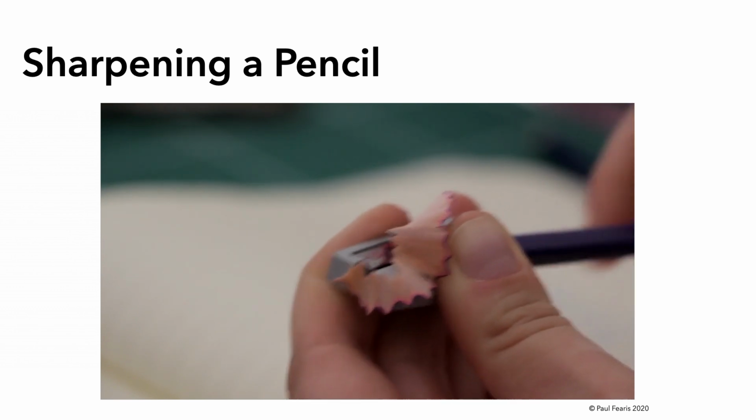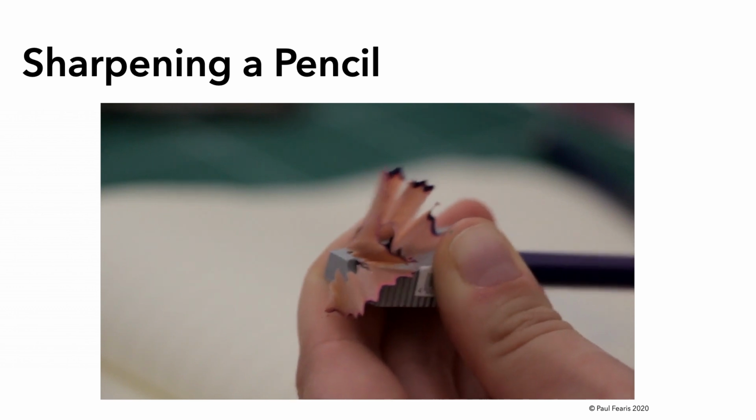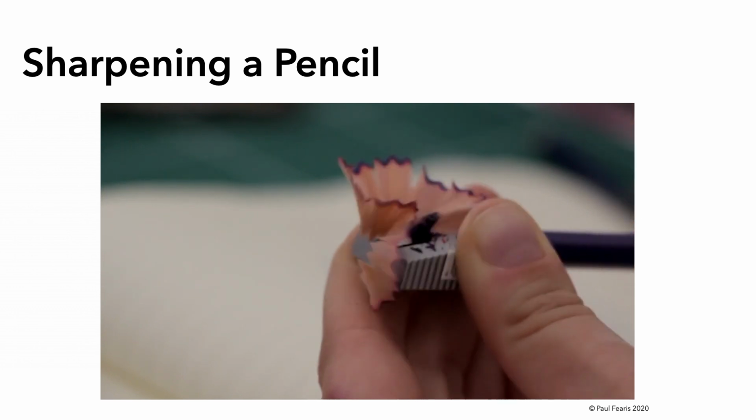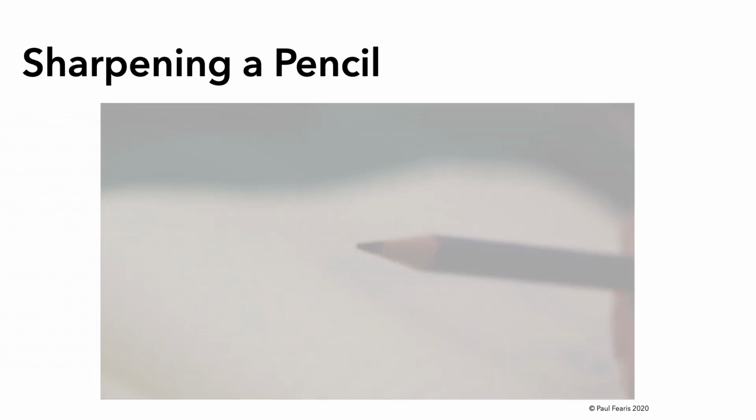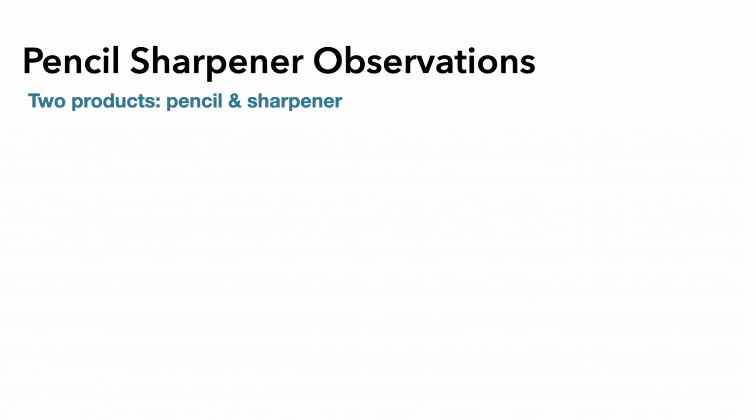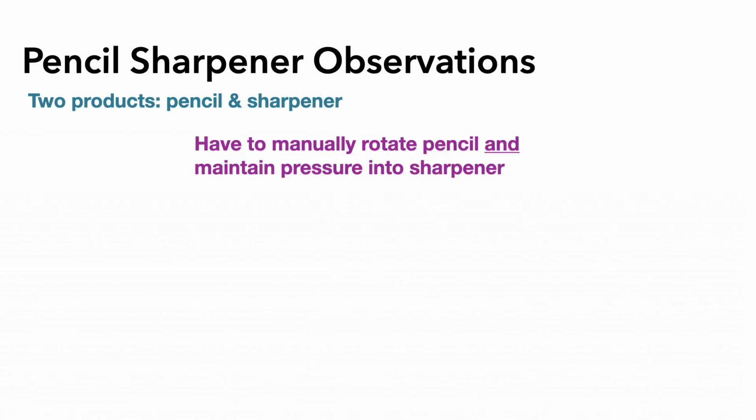And you could write down, person sharpened pencil. But there's actually more going on there, and through the eyes of an ethnographer, an ethnographic researcher, or an observational researcher, we see more going on. To the careful observer, we see two products, a pencil and a sharpener. I see that you have to manually rotate the pencil and maintain pressure longitudinally into the sharpener. How do you judge how much force? How much is too much, too little?